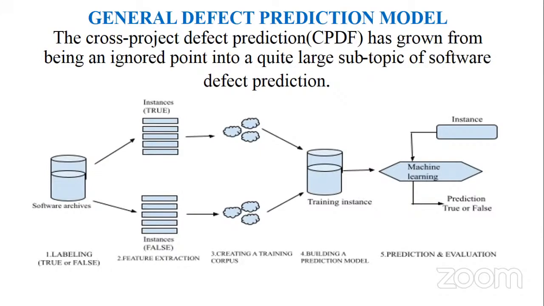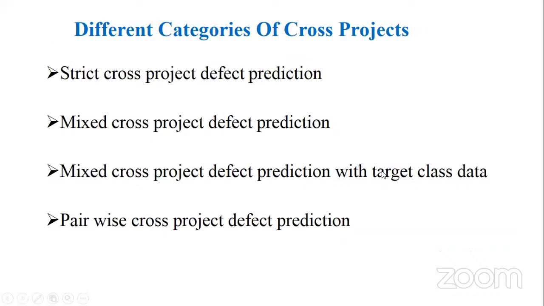The cross project defect prediction has grown from being an ignored point into a quite large subtopic of software defect prediction. The different categories of cross project: strict cross project defect prediction, mixed cross project defect prediction, mixed cross project defect prediction with target class data, pairwise cross project defect prediction.